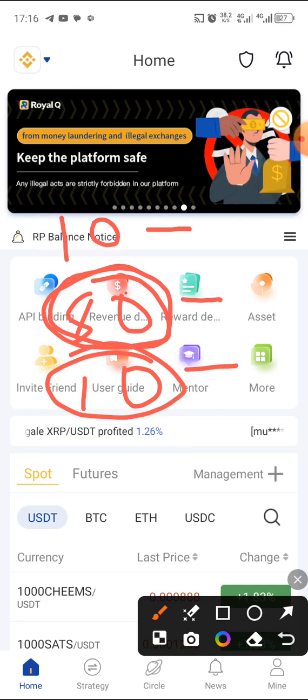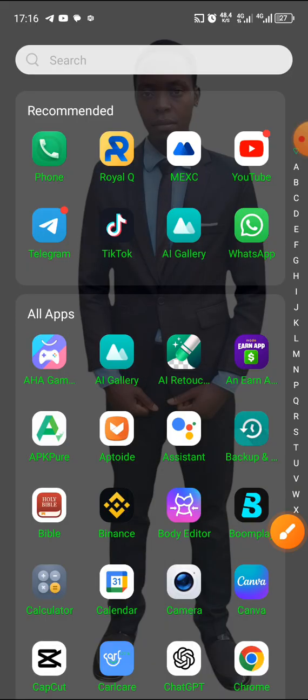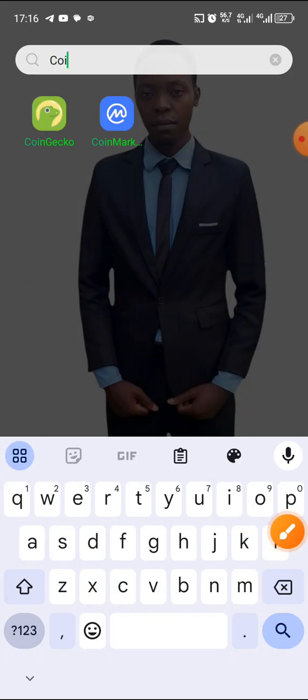Maybe you can depend on the categories. Like, let me try to show you the categories of these coins. I'm using CoinMarketCap.